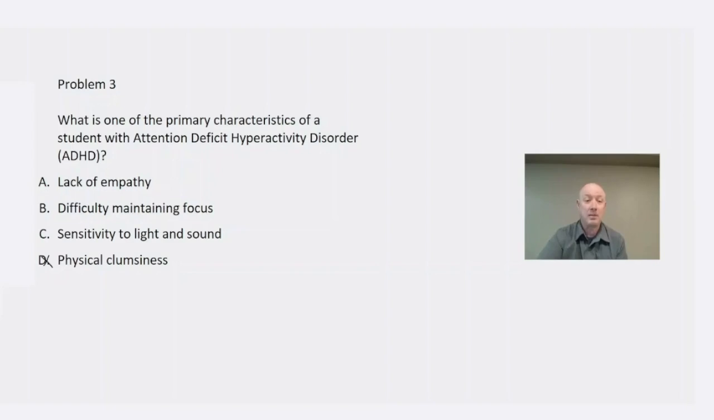Sensitivity to light and sound, I'm going to eliminate choice C. It's not necessarily a physical problem where they're sensitive with their eyes or their ears. It's more neurological. So between A and B, A is lack of empathy. A lot of times with students with ADHD, lack of empathy is not a characteristic. That might be more of a characteristic for a student with an emotional impairment. So the correct answer, which falls directly into a characteristic, would be difficulty maintaining focus. So choice B.